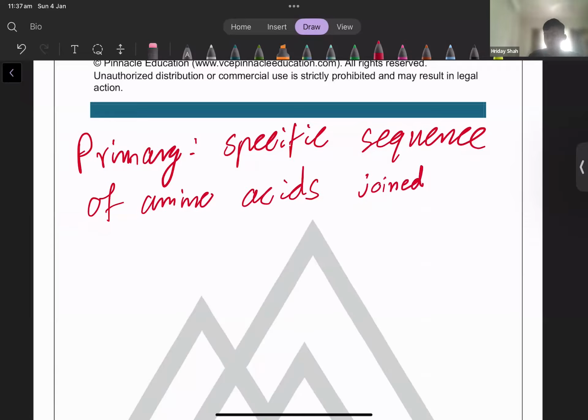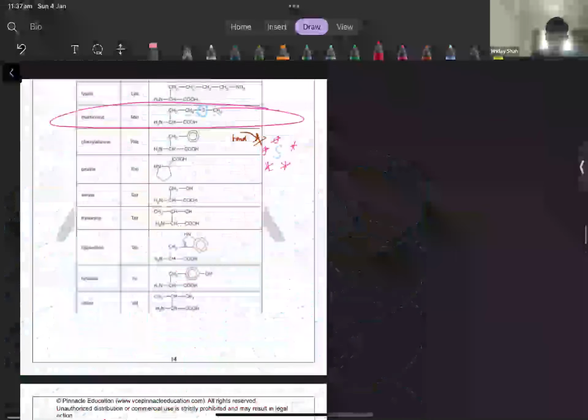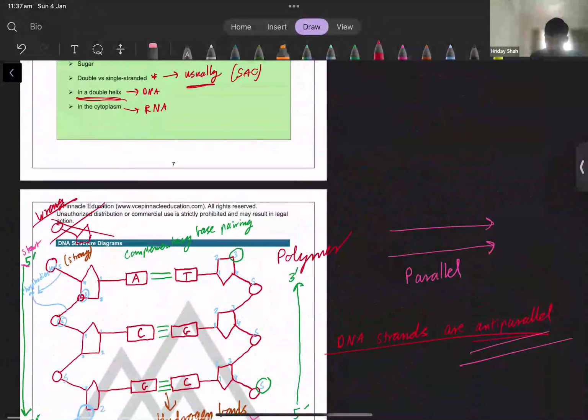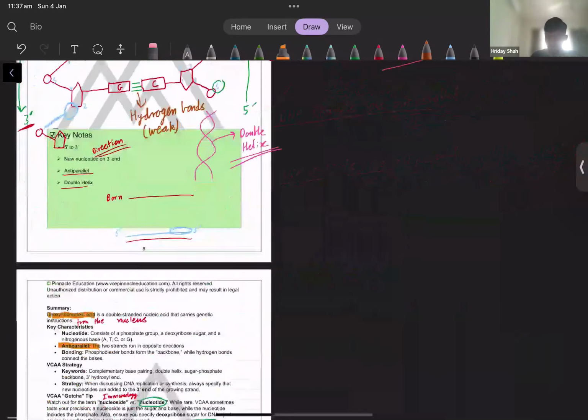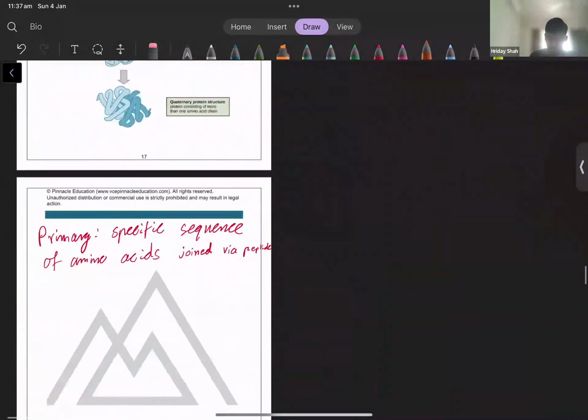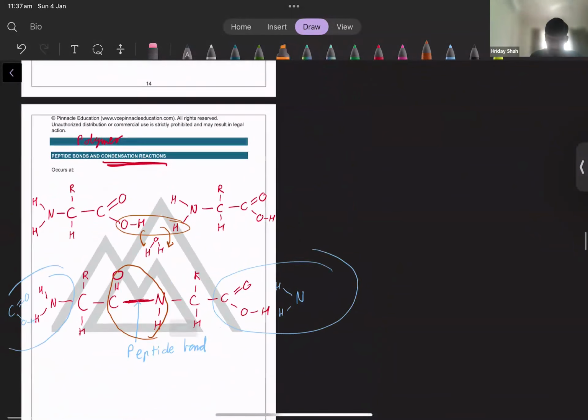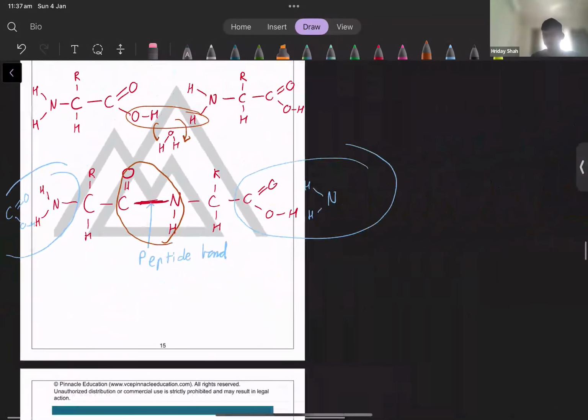Which bond connected amino acids? Hydrogen. Peptide. So hydrogen bonds connected our nitrogenous bases together all the way from here. Nitrogenous bases are connected by hydrogen bonds. But to connect 2 amino acids, right, it was a peptide bond.